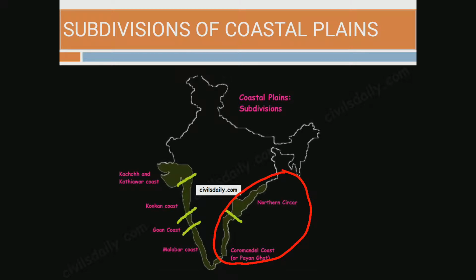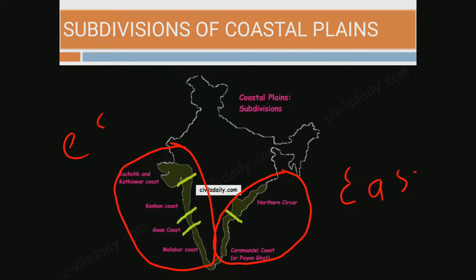Now we are moving on to the western coastal plain. This west side I am marking here with a red pen. Now see this side, this is east and this is west. Okay. Now on this side, the western coast is sandwiched between the Western Ghats and the Arabian Sea. It is a narrow plain and consists of three sections as mentioned below.